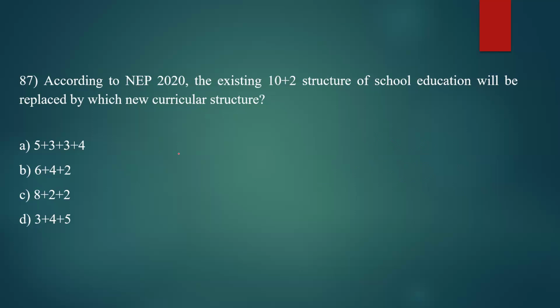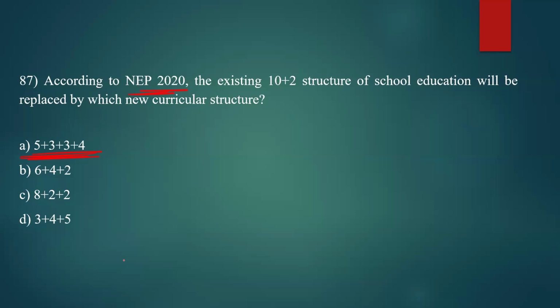Option A. 5 plus 3 plus 3 plus 4. That is a new way of school right now. That is 5, 3, 3, 4. Do you remember the name for this one? Anyone? These are pre-primary, foundational.